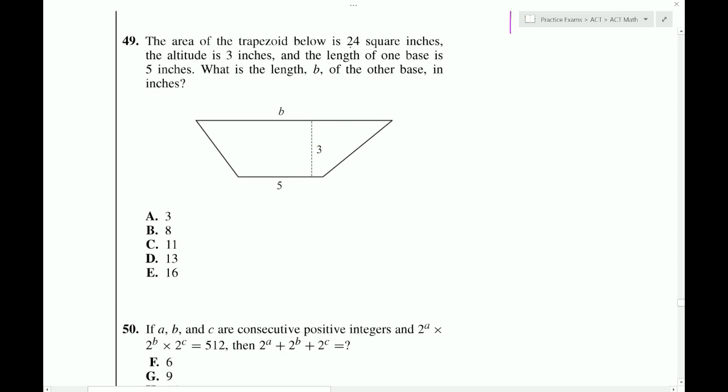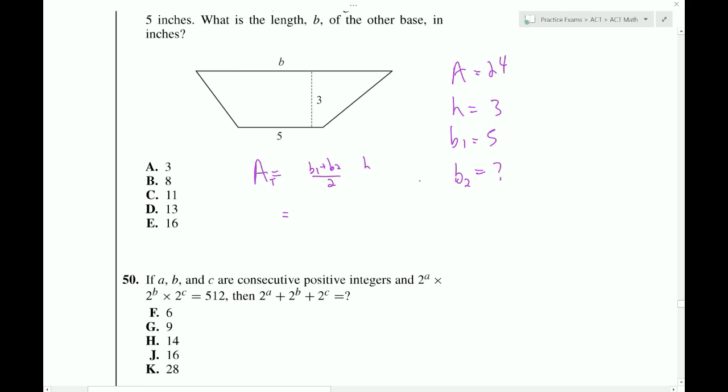The area of the trapezoid below is 24 square inches. Okay, area is 24. The altitude is 3, so that's the height. The length of one base, B1, is 5. What is the length B of the other base? So we'll call it B2. Right, so this is a trapezoid. We need the area formula for a trapezoid, which is the average of the bases times the height. So we take the average of the bases, so it would be (5 plus B2) over 2, and then times the height, which is 3, and then all of that's supposed to equal 24.